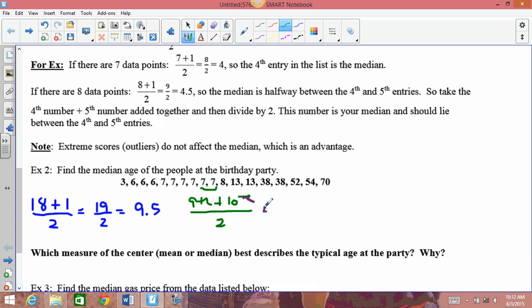So the 9th number in my list is 7, plus the 10th is another 7, and divide by 2. You might already surmise, well, hey, you're just going to get 7, but I'll show my work here. You wouldn't always get the same number. So 14 divided by 2 obviously is 7. This is a 7, though, that needs to be inserted. So I would take that 7 and insert it right there.